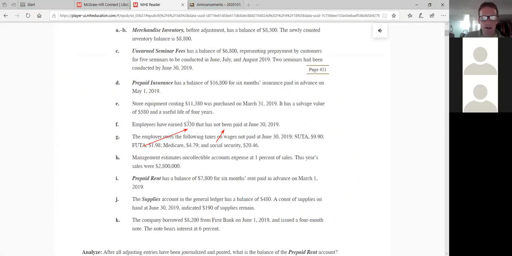And again, keep in mind, this is all about matching principle, matching expenses in the time period that they were incurred. That's the tricky part about accounting, because you have to watch the dates a lot. Okay. All right. So that was letter F. Now I'm going to skip down to letter H.